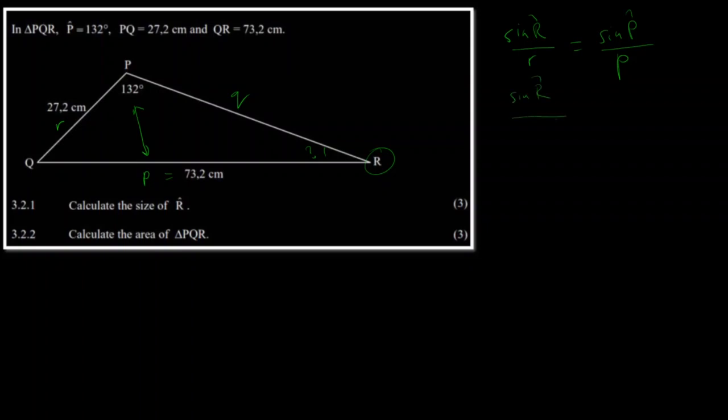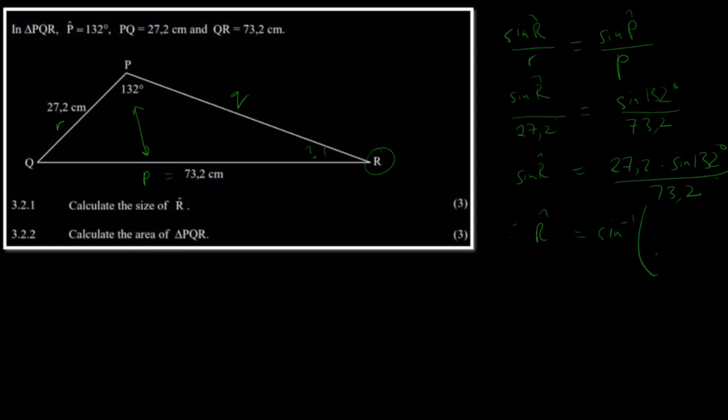What did we have? Well, that is going to be 27.2, and that is equal to sine of 132 degrees over, well, P was 73.2. Therefore, sine of R is just going to equal 27.2 times sine of 132 degrees, all divided by 73.2. Thusly, angle R is equal to inverse sine, and then we'll apply it to this value.